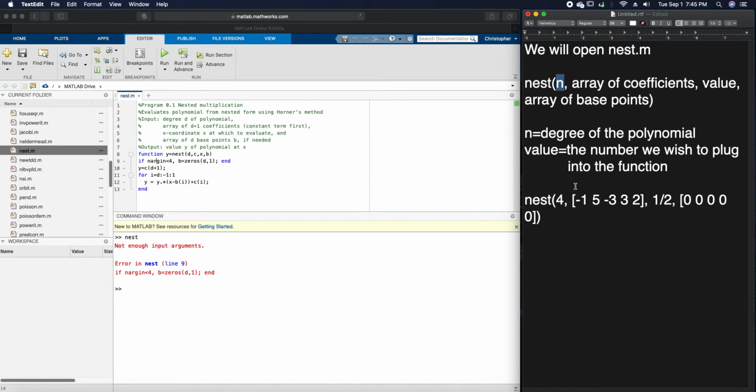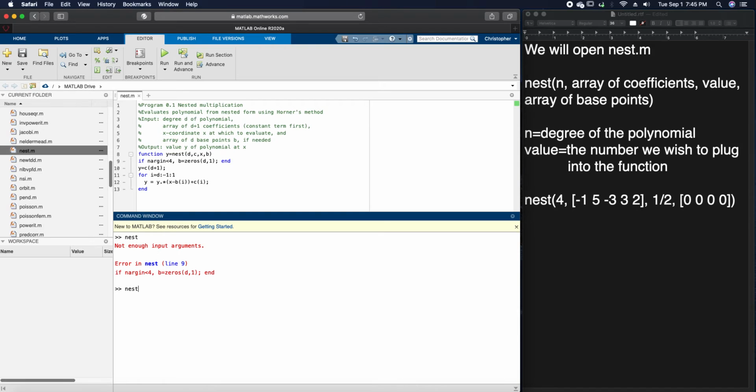So, for example, that example that we did during class, that was a fourth degree polynomial, so nest, parentheses 4, comma, then in brackets here I have negative 1, 5, negative 3, 3, 2, 1 half was the value we wanted to solve for, and then the array of base points, this needs to be one less, 0, 0, 0, 0.